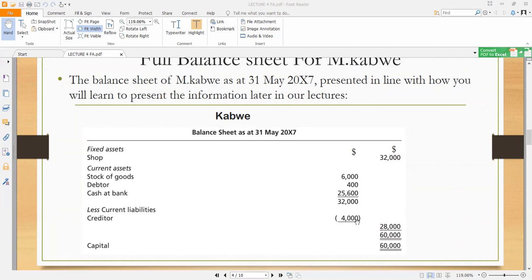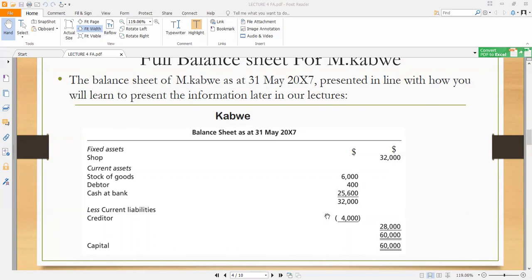Now, when we have less liability, our bank account has $28,000. At the end of the day, it will balance out. We pay that $4,000 to the creditor, and we will remain with the money at the bank and the money in the form of assets, which is in the form of the shop, still comes to $60,000. I'm going to repeat this again.